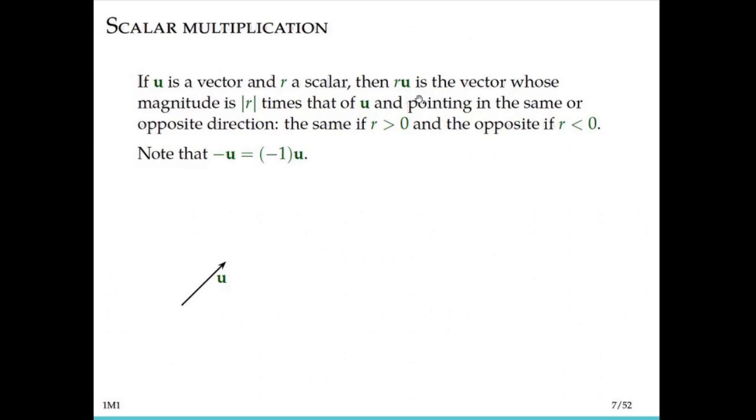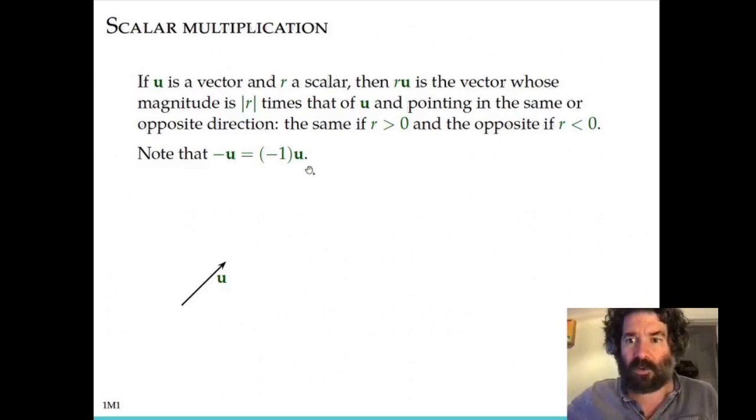written as ru, is the vector that points in the same direction as u if r is positive, and has a magnitude given by the modulus of r times u. If r is less than 0, then the vector has that same magnitude but points in the opposite direction. All right, so we have this rule for multiplying by -1 as shown. But what if we multiply by some other scalar r?